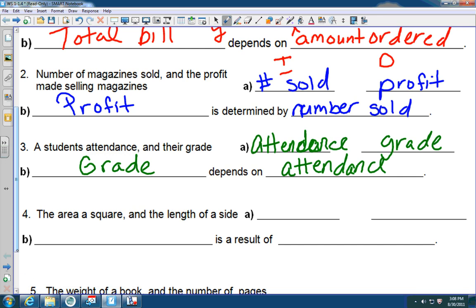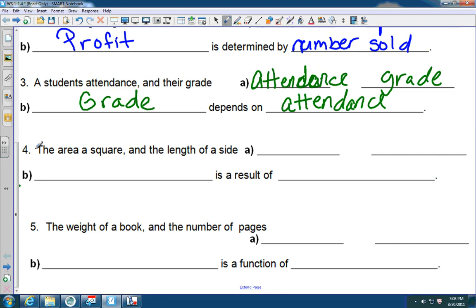Number 4 was messing some people up when we were trying to do this. The area of the square and the length of the side. Well, the thing that's going to happen first is the length is going to be the independent. Depending on the length, that affects the area, because the longer it is, the bigger the area. So blank is a result of blank. The area is a result of the length.